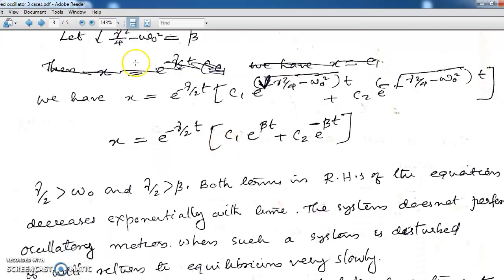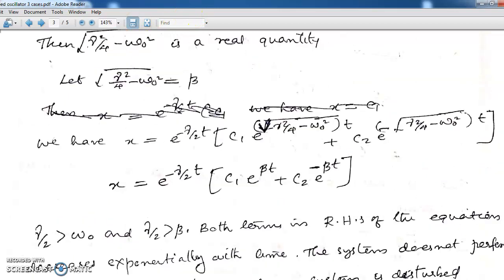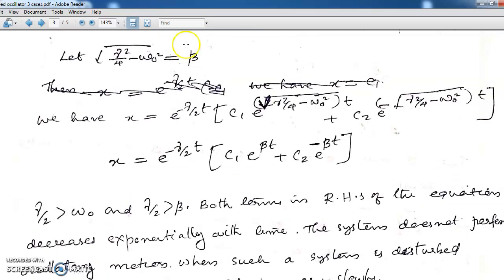And when you see this equation, gamma by 2 is greater than omega 0 and gamma by 2 is greater than beta. This condition arises from this. See, when gamma by 2 is greater than omega 0, this will be a positive quantity. And when gamma by 2 is greater than beta, the difference beta will be less than gamma by 2.